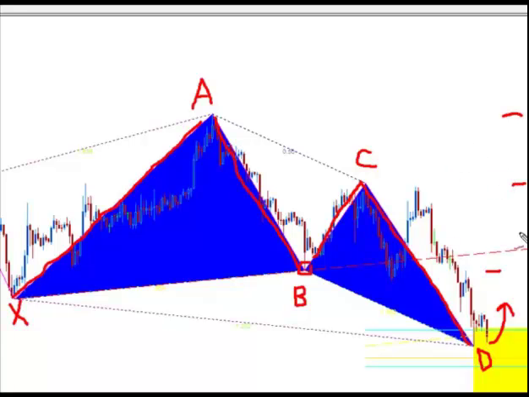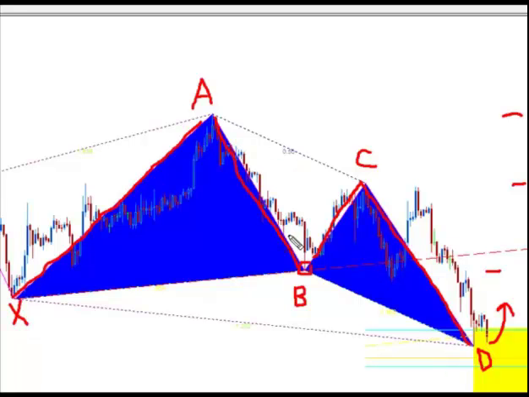So that's essentially how you label your X, A, B, C, and D points. And you have your XA leg, your AB leg, your BC leg, and then your CD leg. Your XA leg and your CD leg are the most important legs of the pattern because these are your emotional drives that are created by all of us humans. So that's the XA and the CD, and those are the most important.